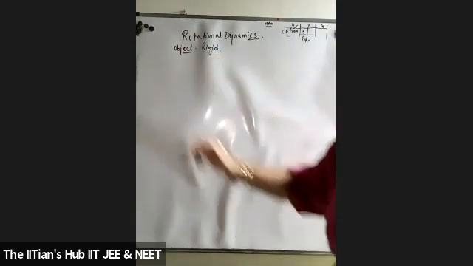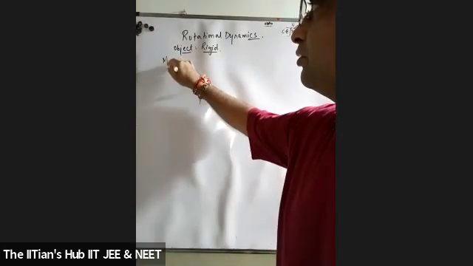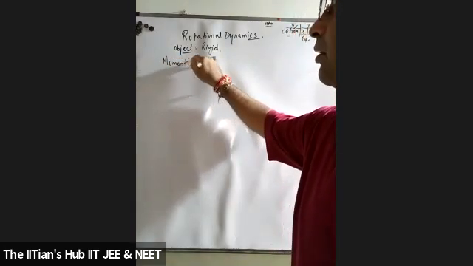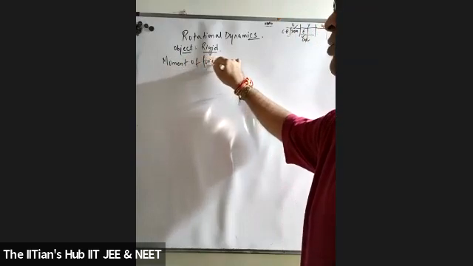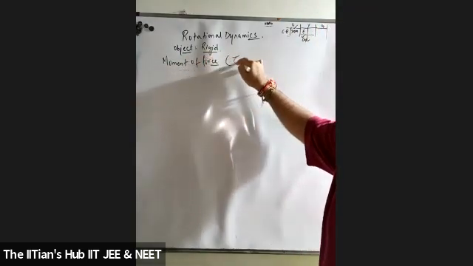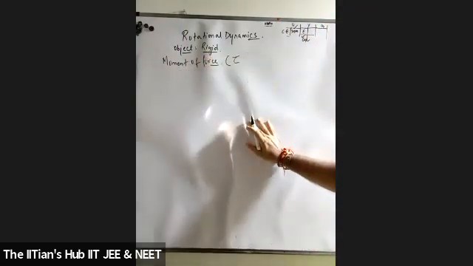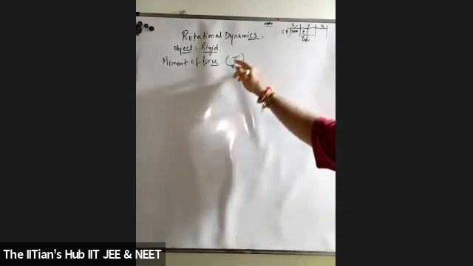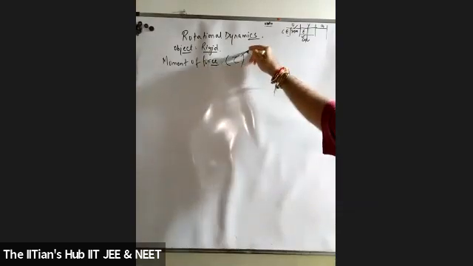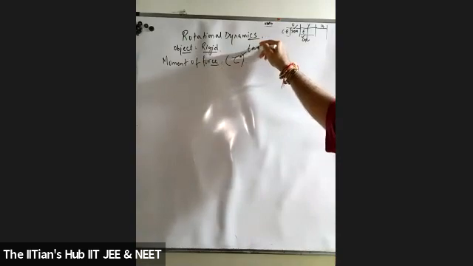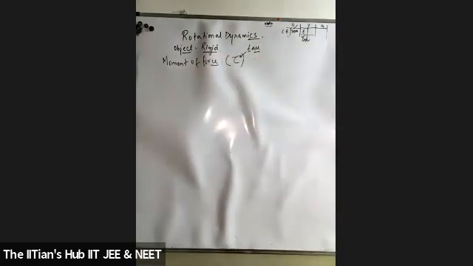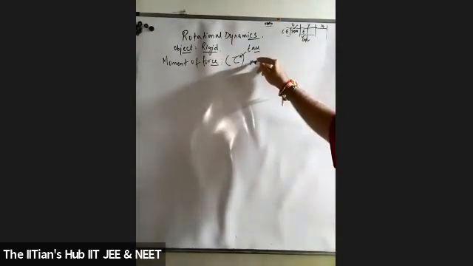The first concept we are speaking about, students, is the concept of moment of force, which most of you must have learned. Moment of force is simply called torque. It is pronounced as torque, and it's abbreviated by a variable called tau. It's a Greek alphabet. So the other name of moment of force is torque.